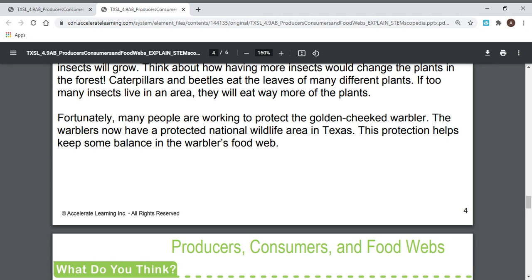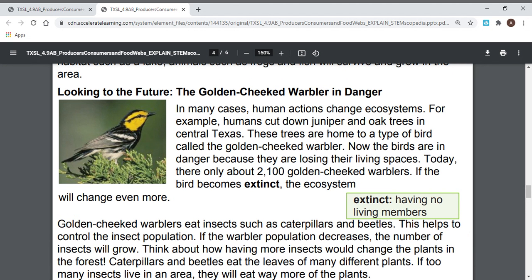Fortunately, many people are working to protect the golden-cheeked warblers. The warblers now have a protected national wildlife area in Texas. This protection helps keep some balance in the warblers' food web. So this is something very important because we don't want this animal to become extinct. And extinct means having no living members at all. So that makes sure that we need to have that. So this bird right here can stay with us.